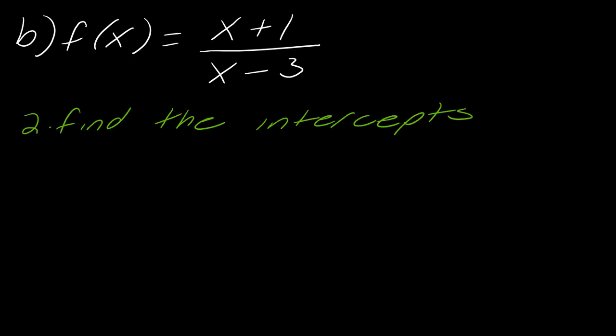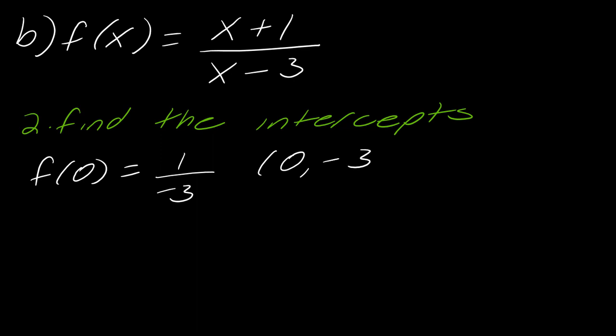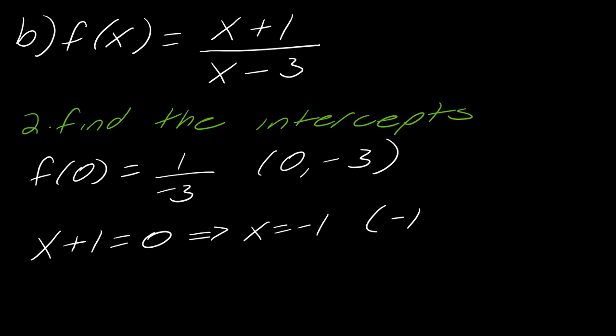And then to find the intercepts, once again, I'm going to plug 0 into the function, and this just becomes 1 over negative 3. So one intercept is 0, negative 3. And then remember, to find the x-intercept, you can just set the top part equal to 0 and solve. So that's going to give me x equals negative 1. So my other intercept is negative 1, comma 0. Okay, so I'll table those 2 points for now. So the next thing that we want to do, I'll make some space here.